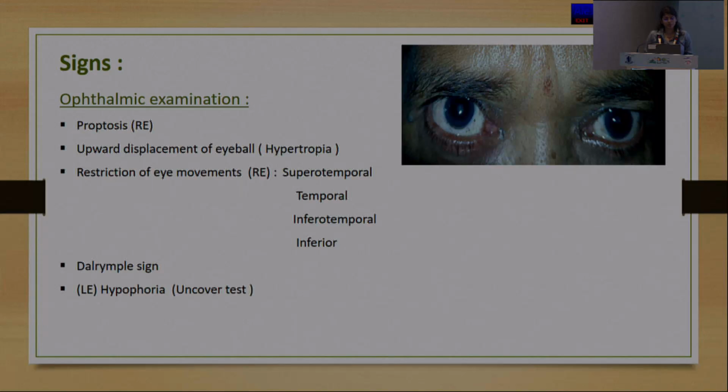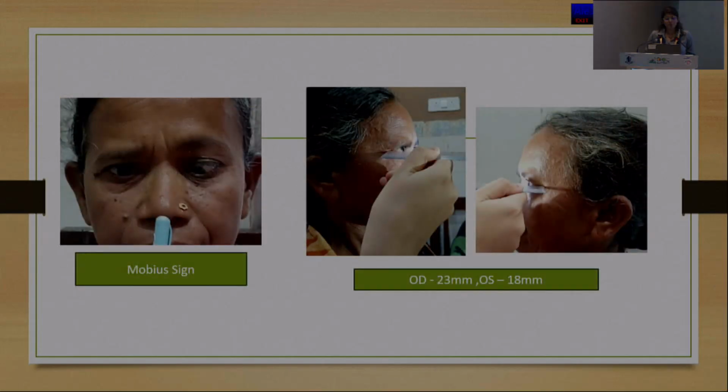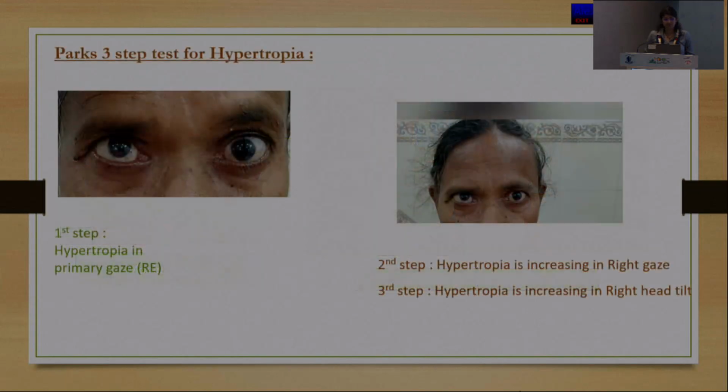there is right eye proptosis, upward displacement of eyeball, restriction of eye movements on right eye in superior temporal and inferior temporal quadrant. There is upper eyelid retraction and left eye hypophoria is seen on cover test. The patient is unable to converge both the eyes, and on exophthalmometry of right eye, the distance between the lateral orbital margin to the center of corneal reflex is 23 mm and of left eye is 18 mm.